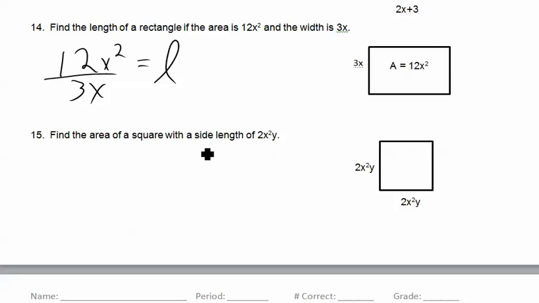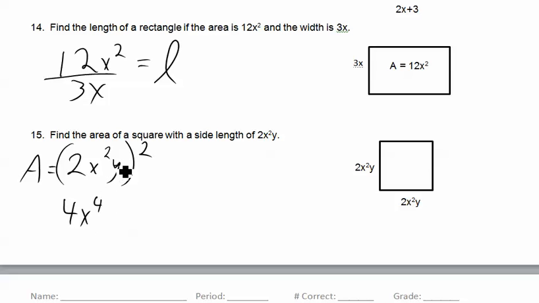Then the area of a square, remember, area equals side squared. So we have 2x squared y squared. So 2 squared is 4. X, 2 times 2 is 4. Y, the first, 1 times 2 is 2.